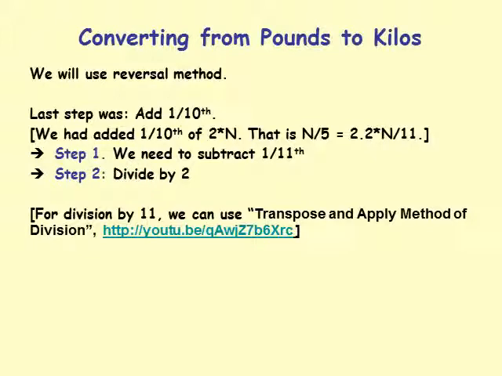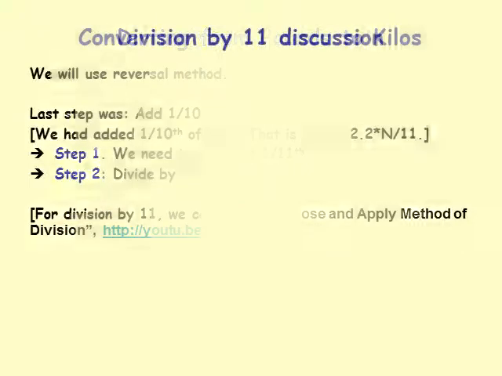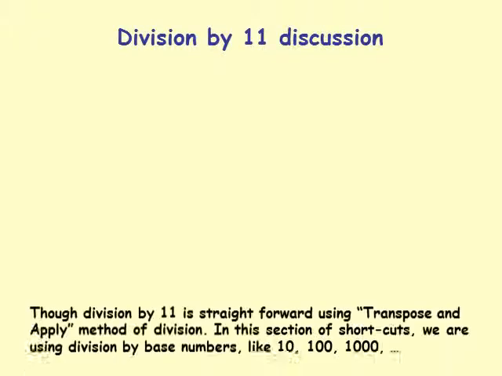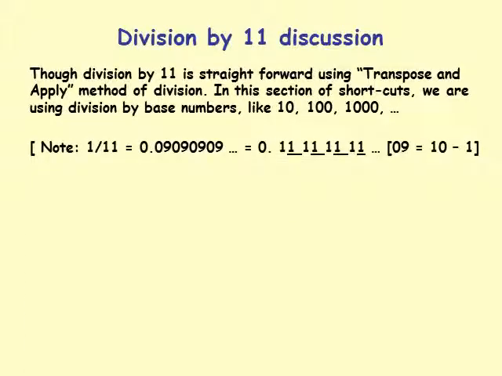Let's continue here, but we don't want to divide by 11. You can divide by 11, which is not that bad, and use the transpose and apply method of division. We had discussed division by 11 in this video here. Division by 11 is straightforward using the transpose and apply method. In this section of shortcuts, we are using division by base numbers like 10, 100, and 1000, etc.